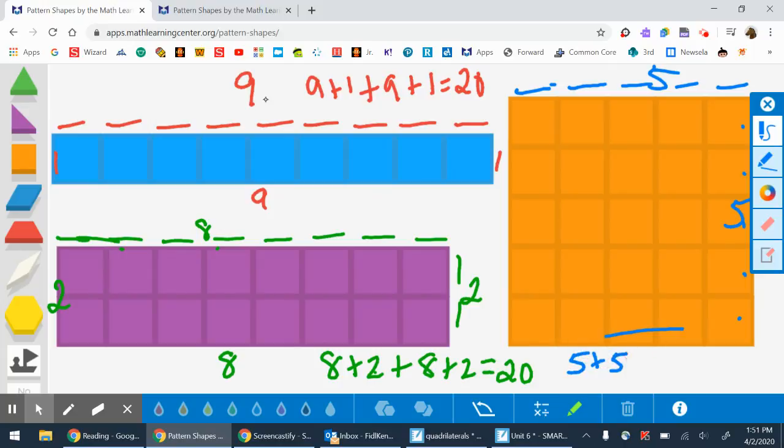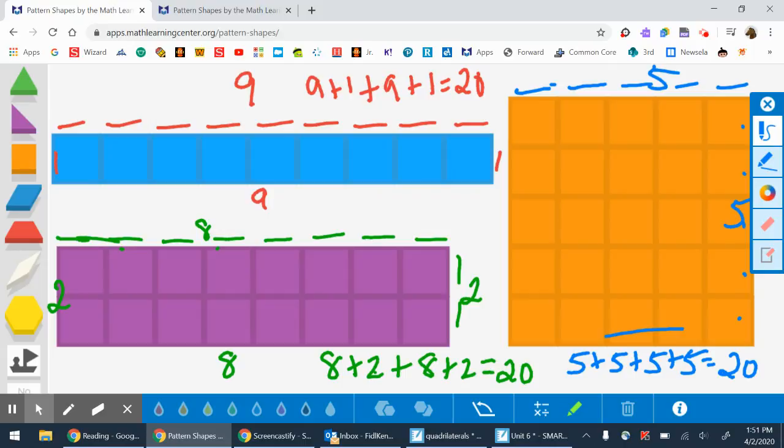5 plus 5 plus 5 plus 5. So another way we could write that is 5 times 4. When you have a square where all the sides are congruent, they're all the same length, to find the perimeter, you can just find the length of one side and then multiply it by 4. So if I do 5 times 4, 5, 10, 15, 20, once again I have a perimeter of 20.